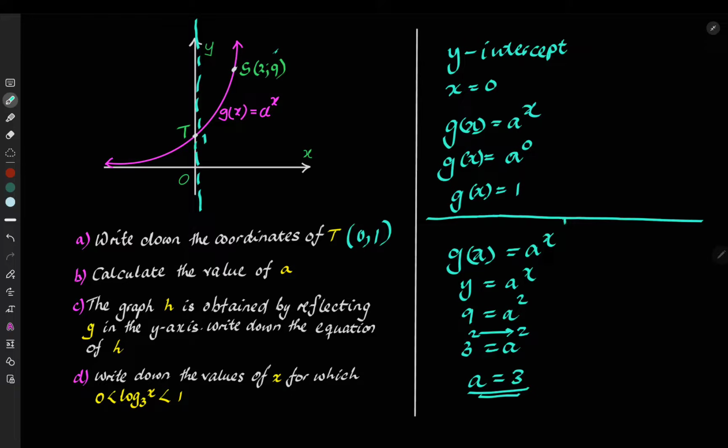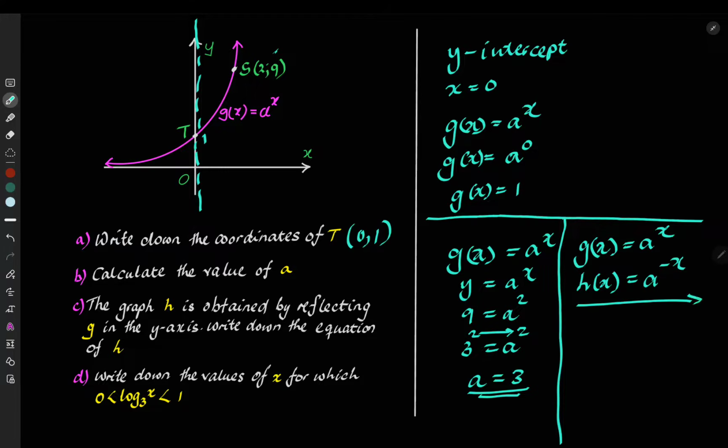Now, if you are reflecting a graph in the y-axis, what you are changing is the x value to be a negative. So in this case, you have our function g of x is equal to a to the power of x. If you reflect in the y-axis, only the x value becomes negative. So it is not actually g of x, it is the h of x now that we are looking for. So then h of x will be equal to, remember we said in the y-axis, the x becomes negative. Wherever there's an x, you just put a negative. So in this case, that will be a to the power negative x. And that will be your equation.